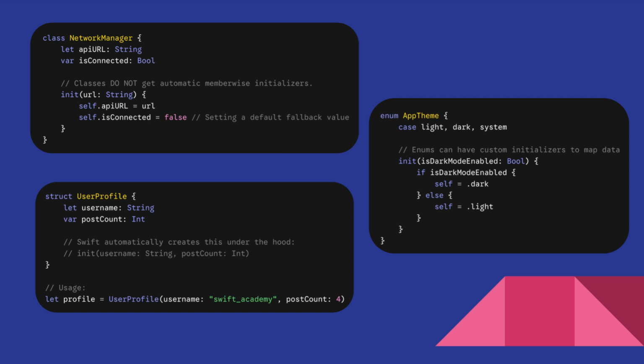Finally, let's look at enumerations. While enums are fundamentally choices between distinct cases, you can actually supercharge them with custom initializers. In our AppTheme example, we can pass a Boolean flag like isDarkModeEnabled directly into init, run a quick conditional check, and dynamically assign self to the correct internal state. Explaining initialization through this specific lens of classes, structs, and enums proves to an interviewer that you understand Swift's strict compile-time safety guardrails. Let's move on to the next question.